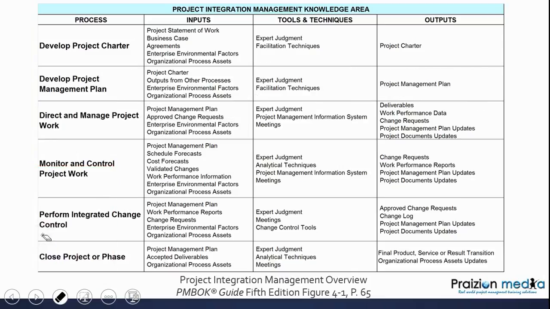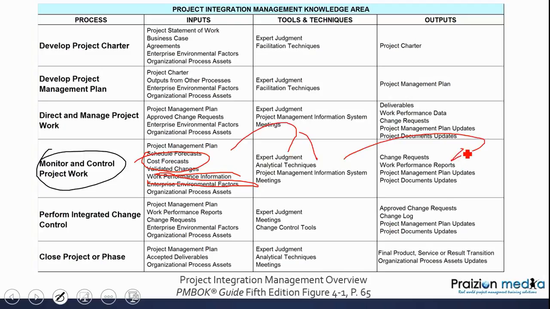Monitor and control project work is all about the integrative monitoring and controlling of the work being done on the project. Okay. We have a few unique ones here: schedule forecasts and cost forecasts. Okay. We also have work performance information. That stuff, through expert judgment and analytical techniques, is going to end up being compiled into a work performance report. That is a major output of this process, WPR. Okay. Next process, perform integrated change control.